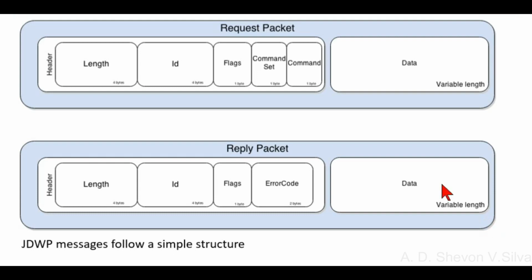Here you can see the request packet. Header and data are in the request packet. Length, ID, flags, command set and command are in the header. Here you can see the reply packet. Header and data are in the reply packet. Length, ID, flags and error code are in the header.